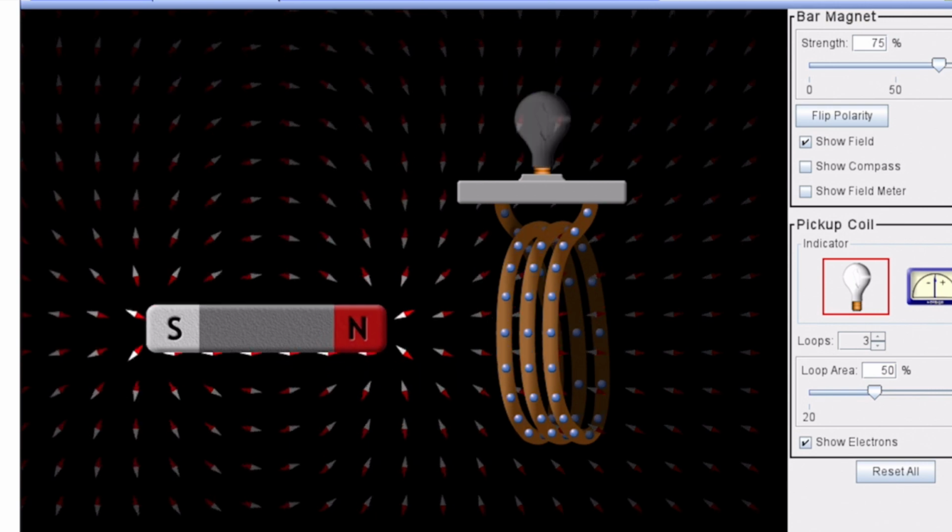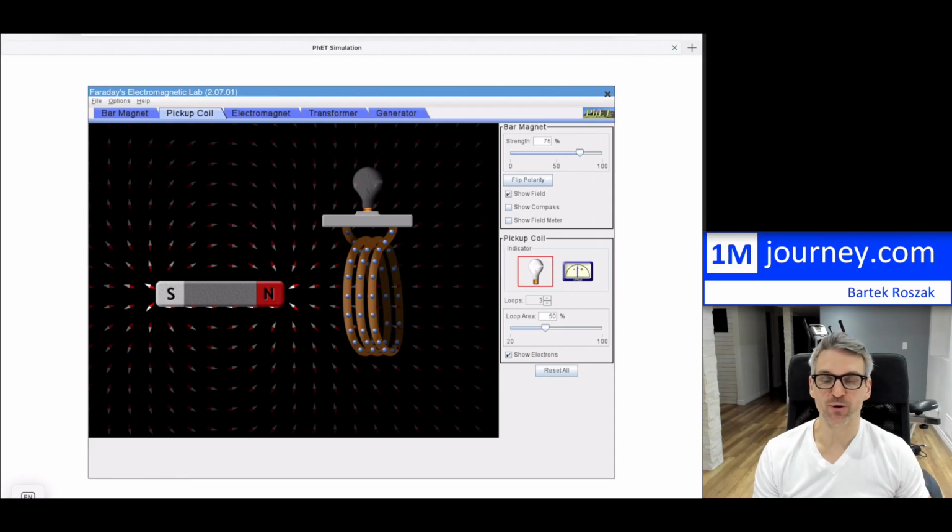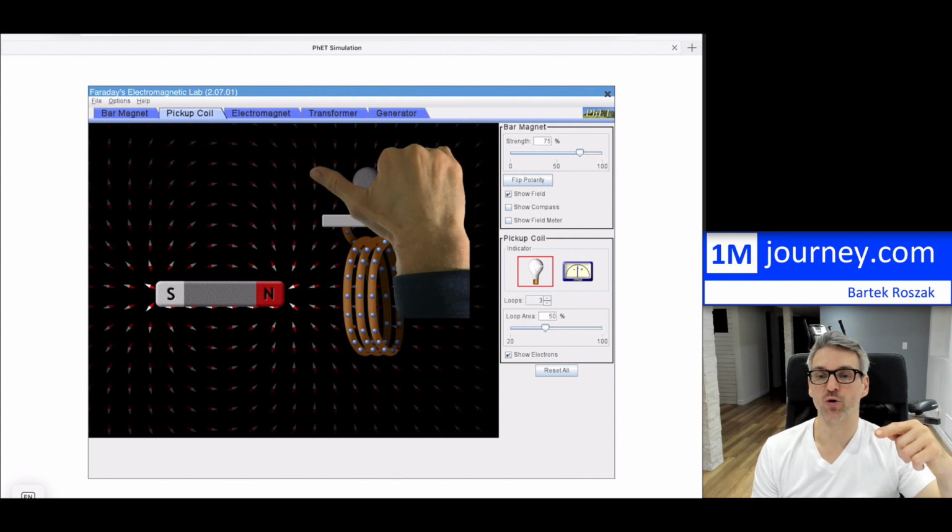So what does that mean? If they moved downwards, the conventional current is upwards, right? Because it's in the opposite direction, which indeed shows us that your current is going up, and it creates a north pole on the left-hand side within here.